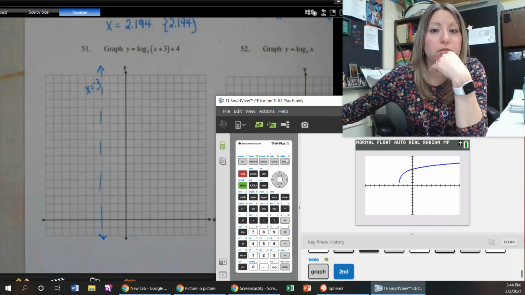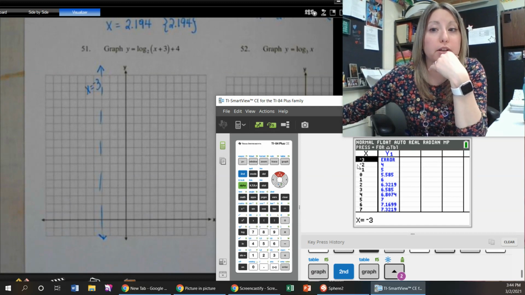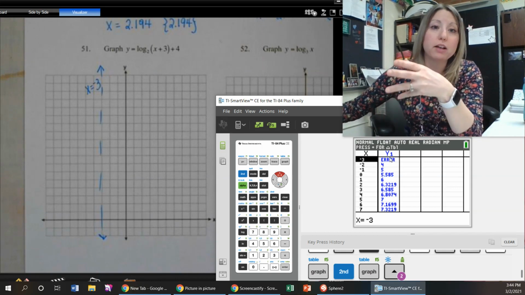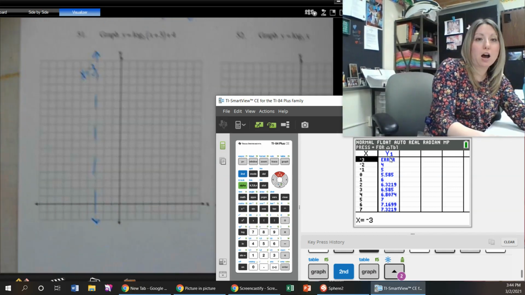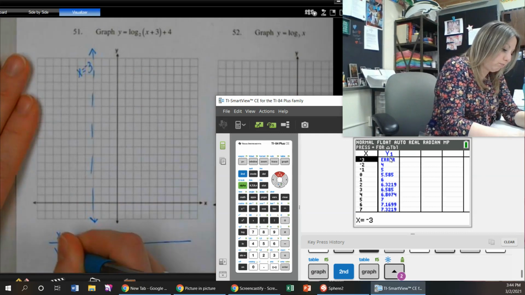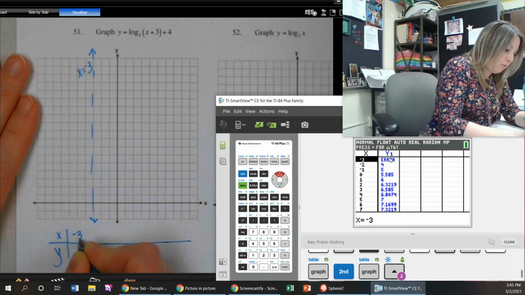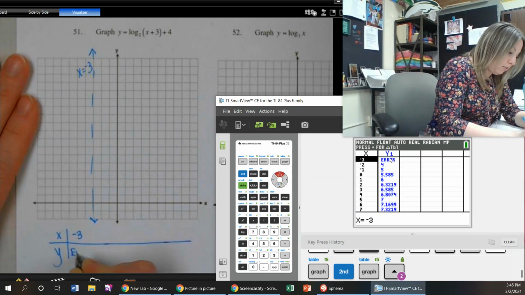Let's see the table. And I just want to show you that if I go up here, the error is at x equals -3. That's because that's the asymptote. So that's how I know where the asymptote lies based on where is my first error message on my graphing calculator. So x value of -3 is my first error.